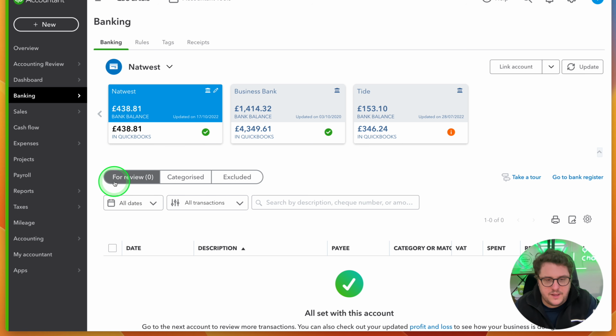Because remember about taking this down to its core principle here. The core principle is the fact that when we have items in our for review section here, we need to move them into our categorized section. And when they're still in for review, you've got to think of them that they're not technically in QuickBooks yet. And until we move them from for review to categorized, those transactions will not affect our QuickBooks bank balance. So we need to be making sure that we've cleared everything first before we move on. Let's look at option number two.